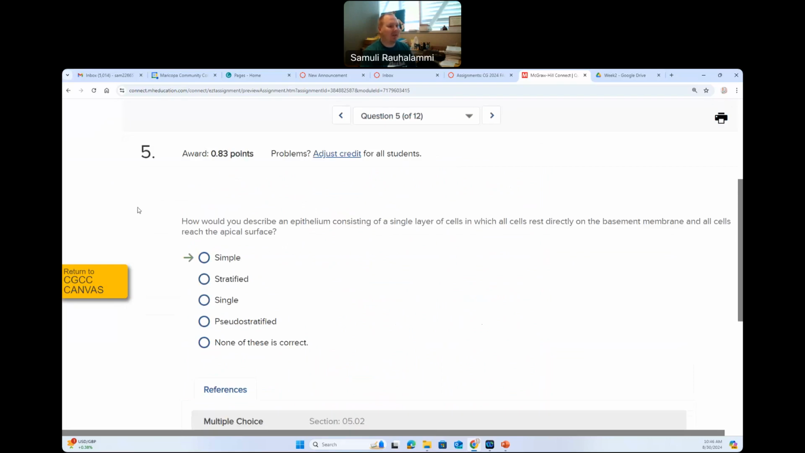Let's have a look at one more question from the quiz. Here we're being asked, how would you describe an epithelium consisting of a single layer of cells in which all cells rest directly on the basement membrane and all cells also reach the apical surface, so that free surface. These were, of course, our simple epithelia. Simple meant one layer. Stratified would be 2 or more layers.